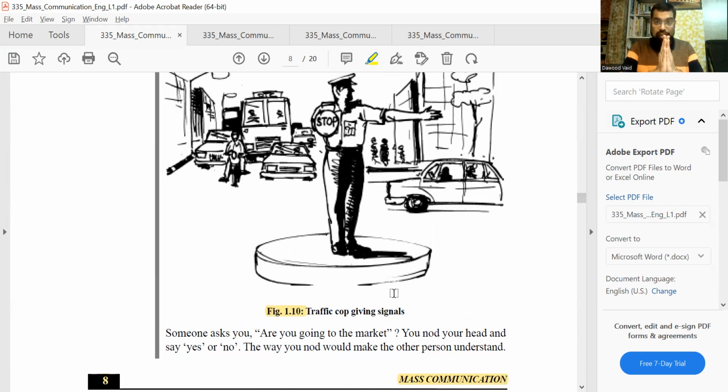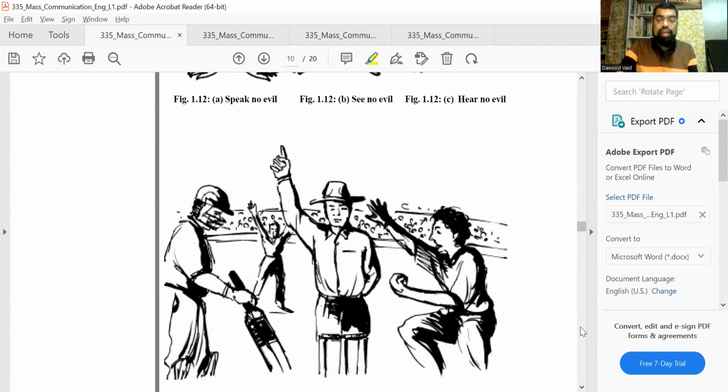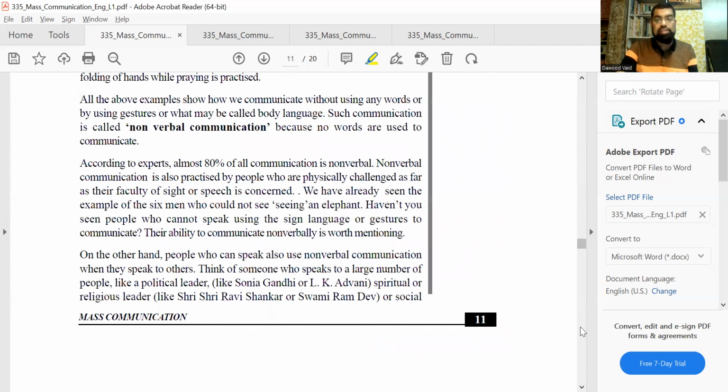Or when you say namaste, it's a greeting so popular across. So you're using another form of non-verbal body gestures. So what do you mean by non-verbal communication? Non-verbal communication is conveying without using any words. This is basically non-verbal communication, without words and using hand gestures.